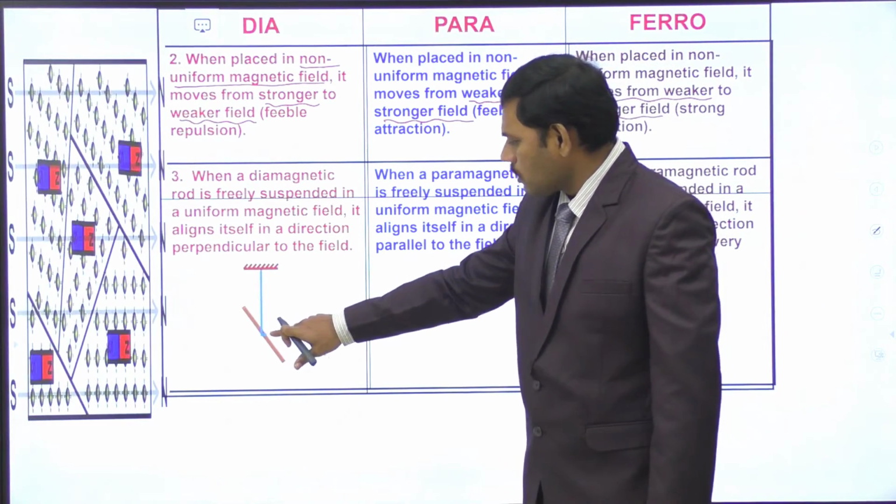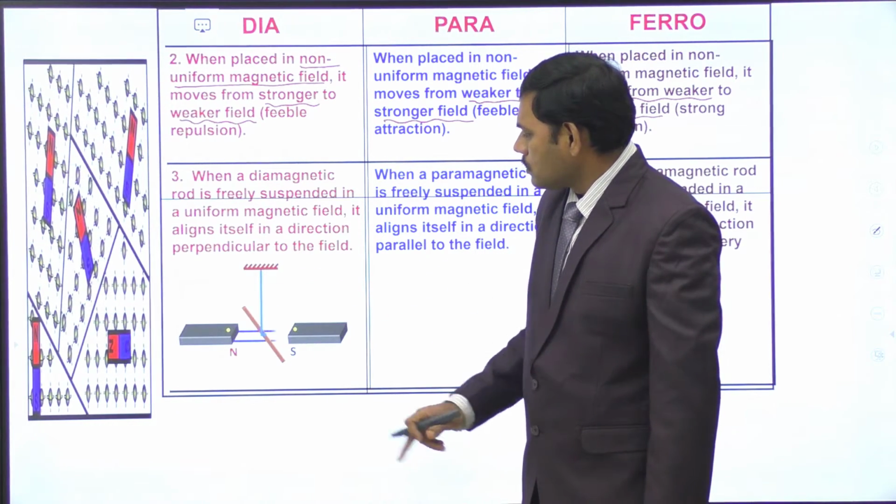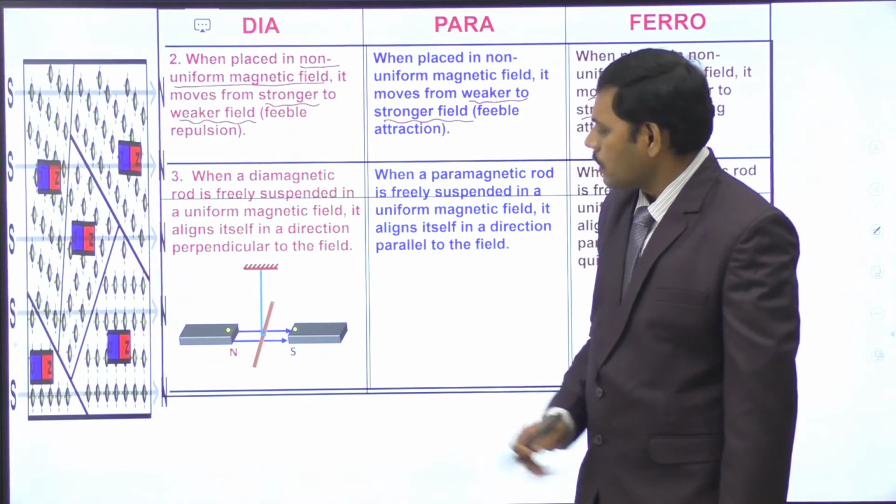Observe this one. I am showing the same property in the animation. So observe it. It comes perpendicular to the direction of the magnetic field.